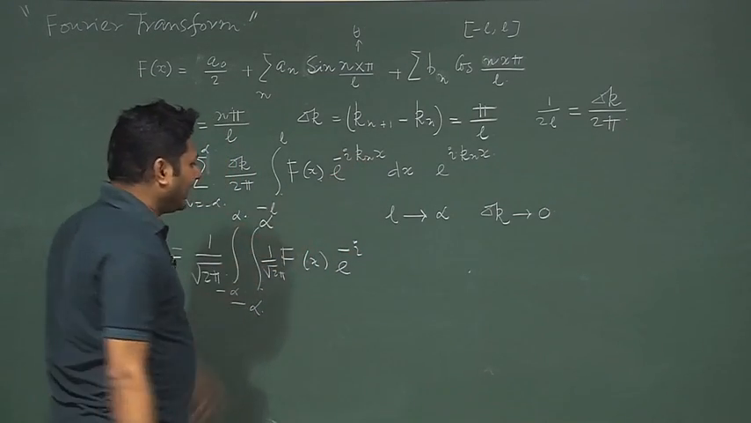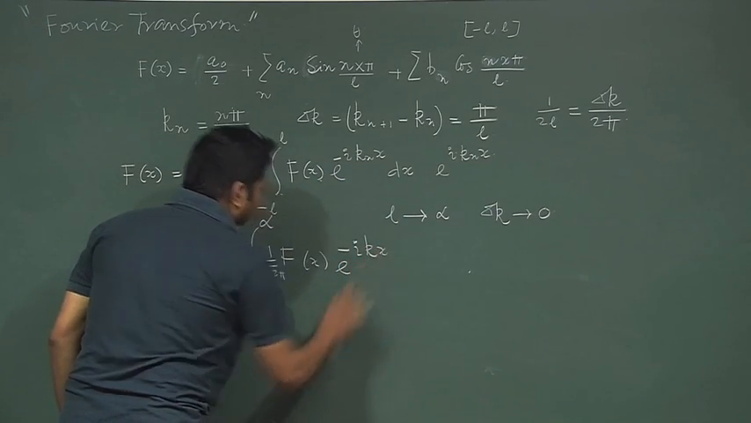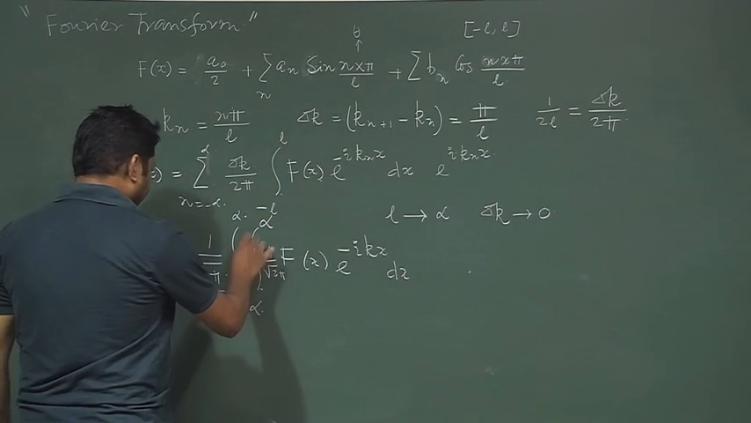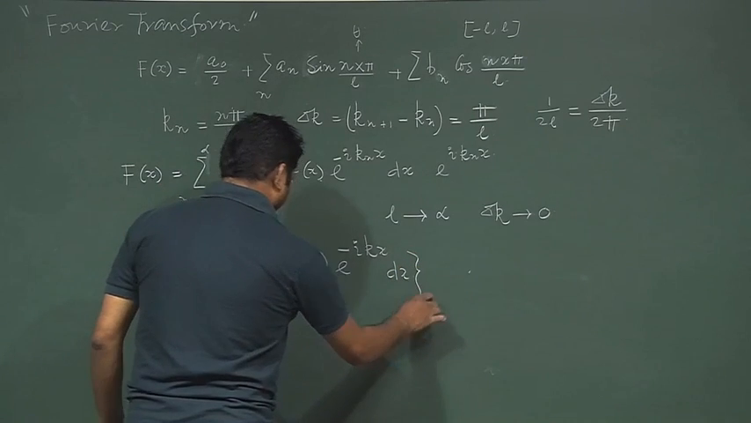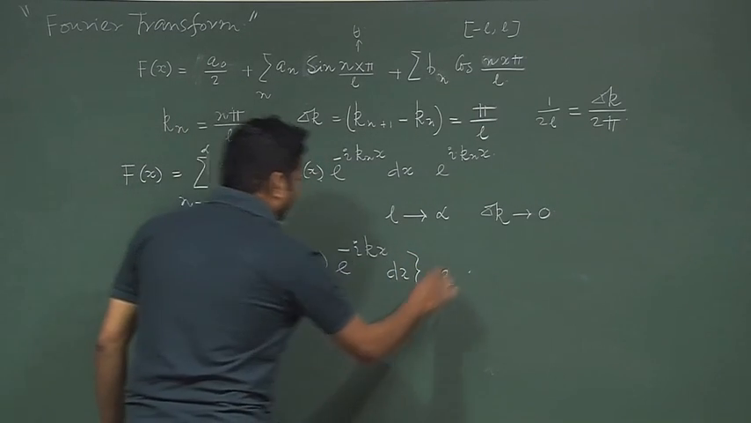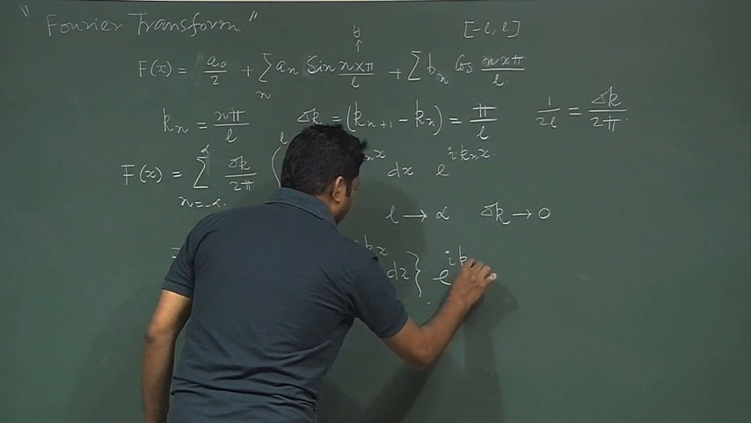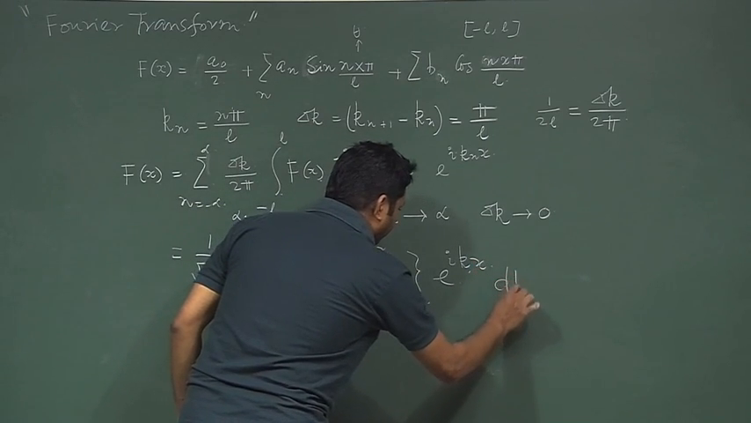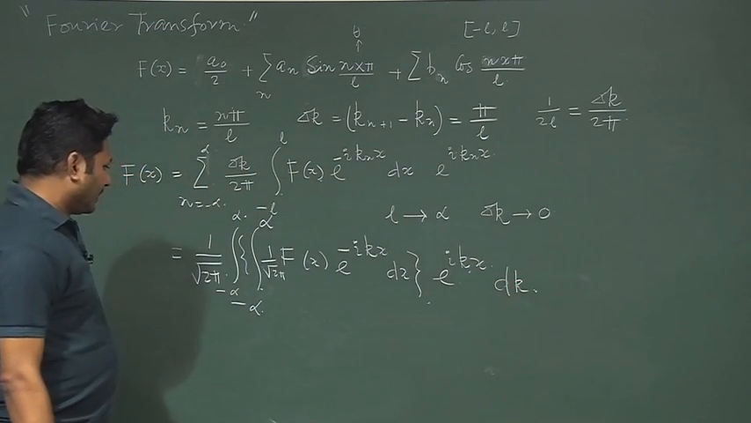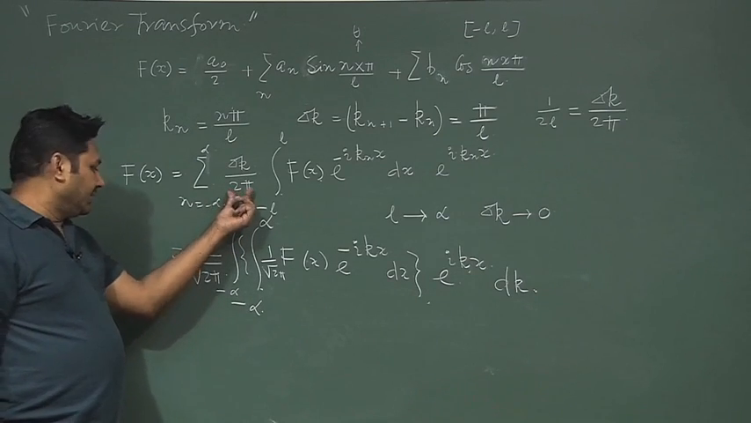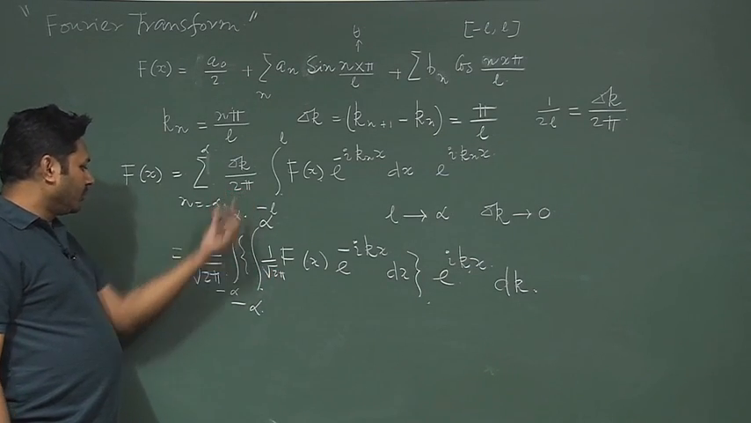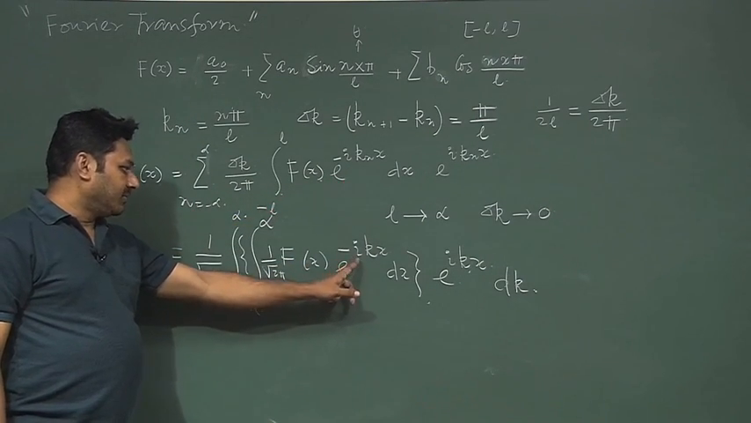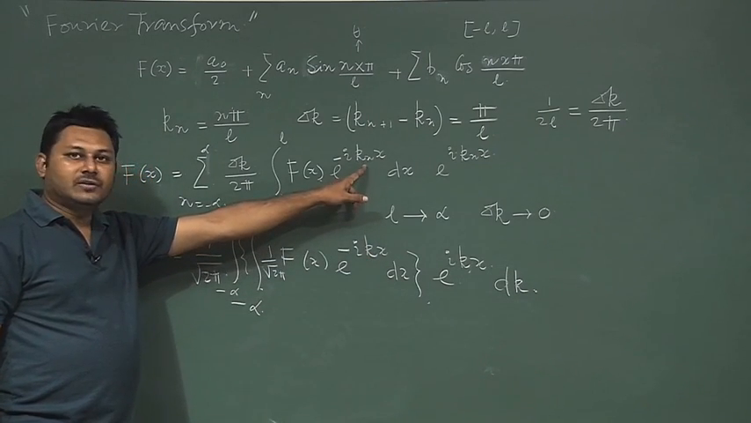So, I can now write k as my continuous k with dx. Over that I will have e to the power of i kx and dk. So, please note that this 1 by 2 pi is divided into 1 over root pi and 1 over root pi. 1 over root pi I will take outside, another I will take inside. f of x is already there, e to the power i is replaced by e to the power i kx, because the discretization of k is now removed.